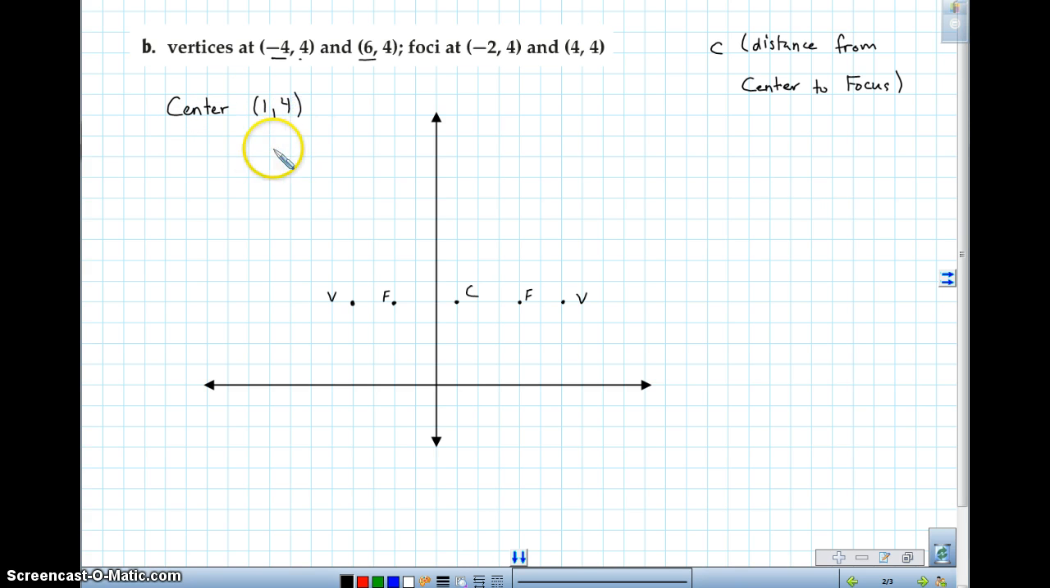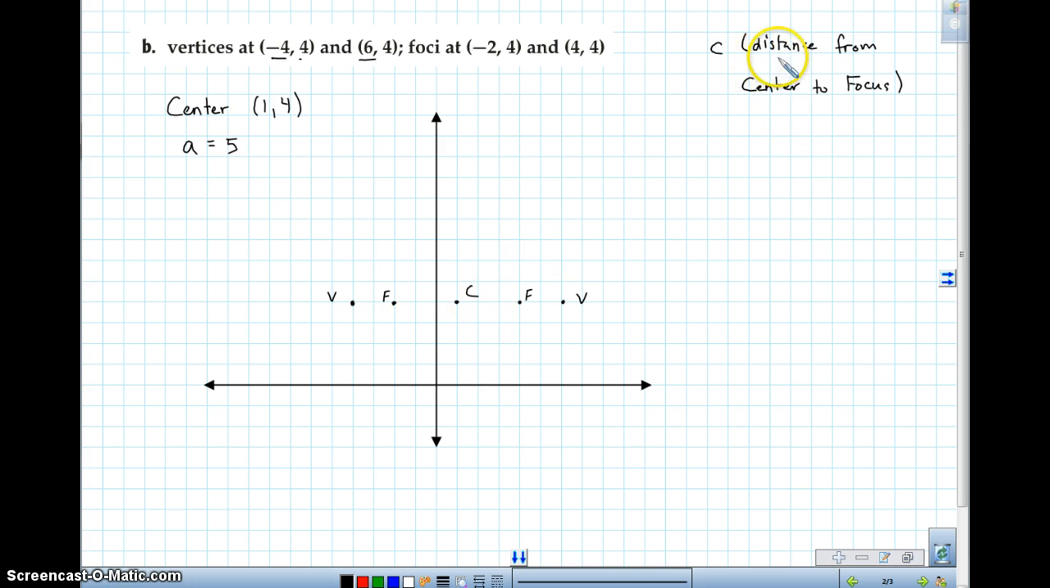And again, that's going to be our h and our k, which is going to be important when we write the equation. Now, we need to figure out what a and b are. Unfortunately, we don't know anything about the minor axis. We do know a, though. A is the major axis, the distance from the center to one of the vertices. I can count that really easily: 1, 2, 3, 4, 5. It's 5 units away from the center.